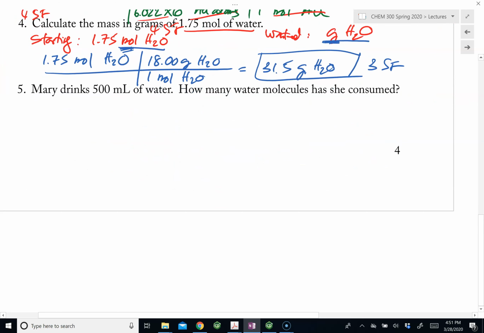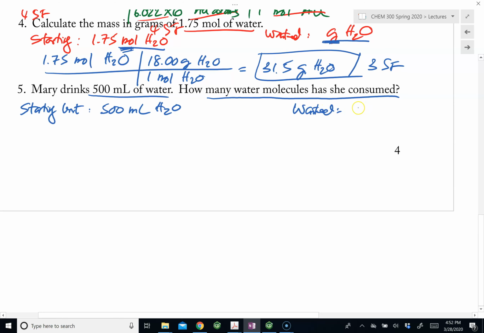And as for number 5, Mary drinks 500 milliliters of water. How many water molecules has she thus consumed? So let's figure this one out. So in this case right here, our starting unit is 500 milliliters of water. And now the wanted unit will then be molecule of water. Molecule is the unit.